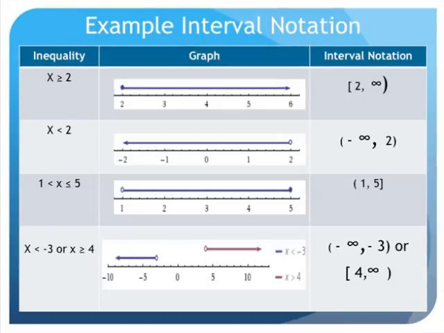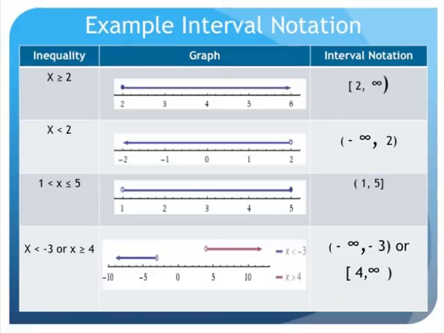infinitely. For the inequality 1 is less than x and x is less than or equal to 5, we have open parentheses 1 comma 5 and a bracket. This indicates that the interval is only between 1 and 5. And if you look at the graph in the center of the screen, there's an open circle on 1 and a closed circle on 5 because that is where it ends.